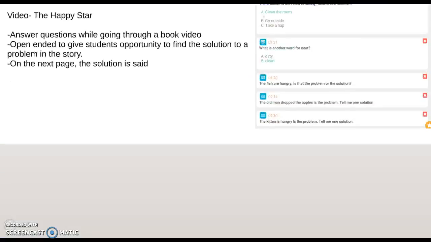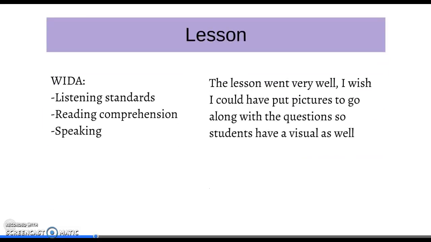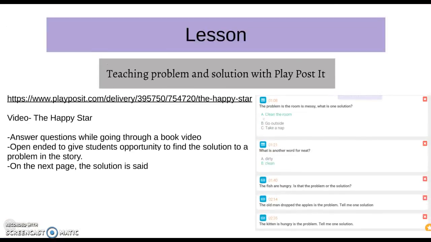So I posted a link to the actual video, but then I also screenshotted some of the questions. So the problem is the room is messy. What is one solution? And what I like to do with this group particularly is, when I give multiple choice, give the option where 1 is absolutely the correct answer, and then the other 2 are pretty much not even close.